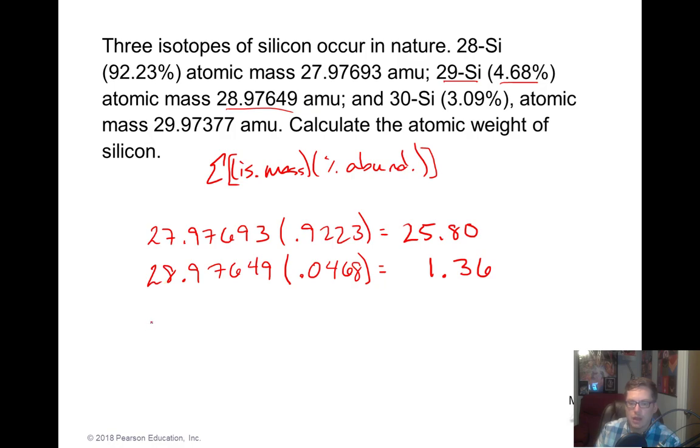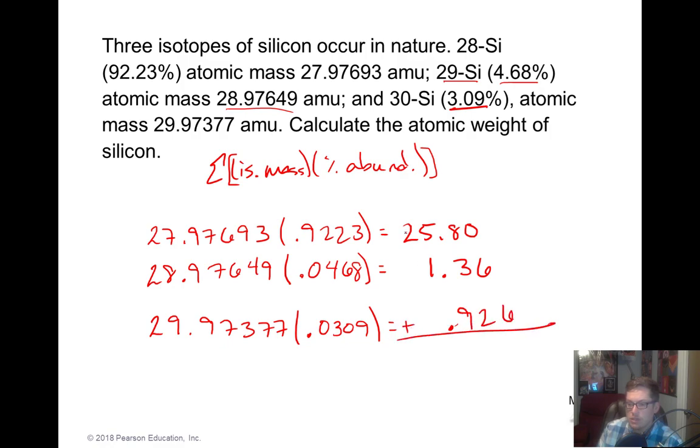And the last one is 29.97377 times its percent abundance, which is 0.0309. So 29.97377 times 0.0309, we get 0.926, 3 sig figs, so it becomes 0.926. All right, now we're going to take all those and add them up.